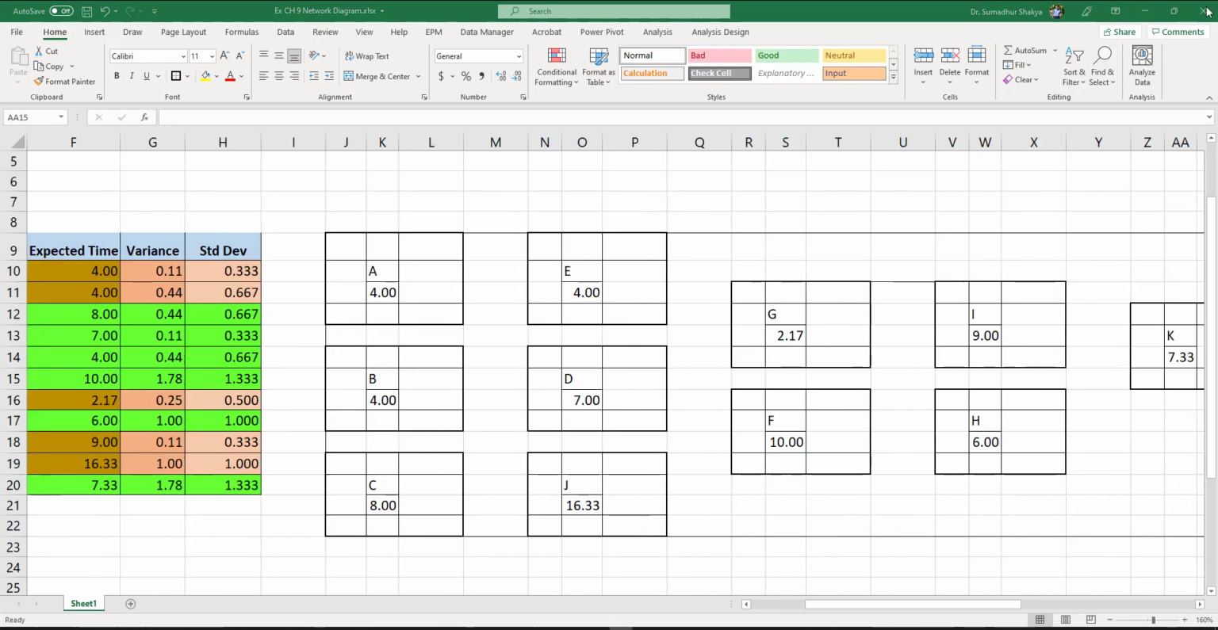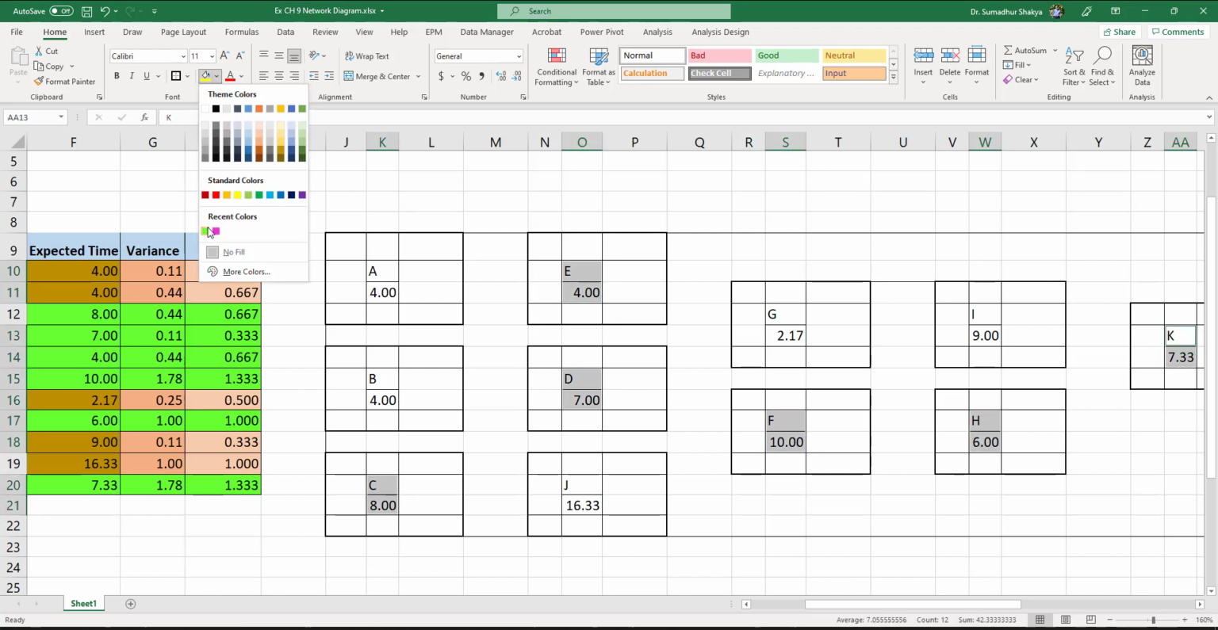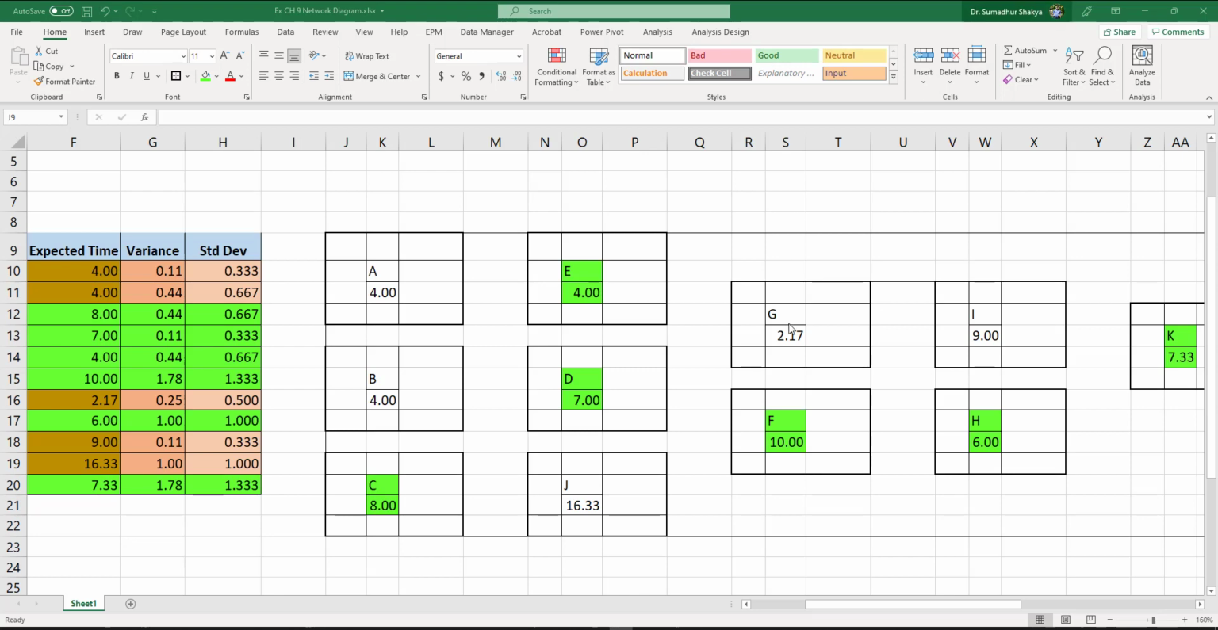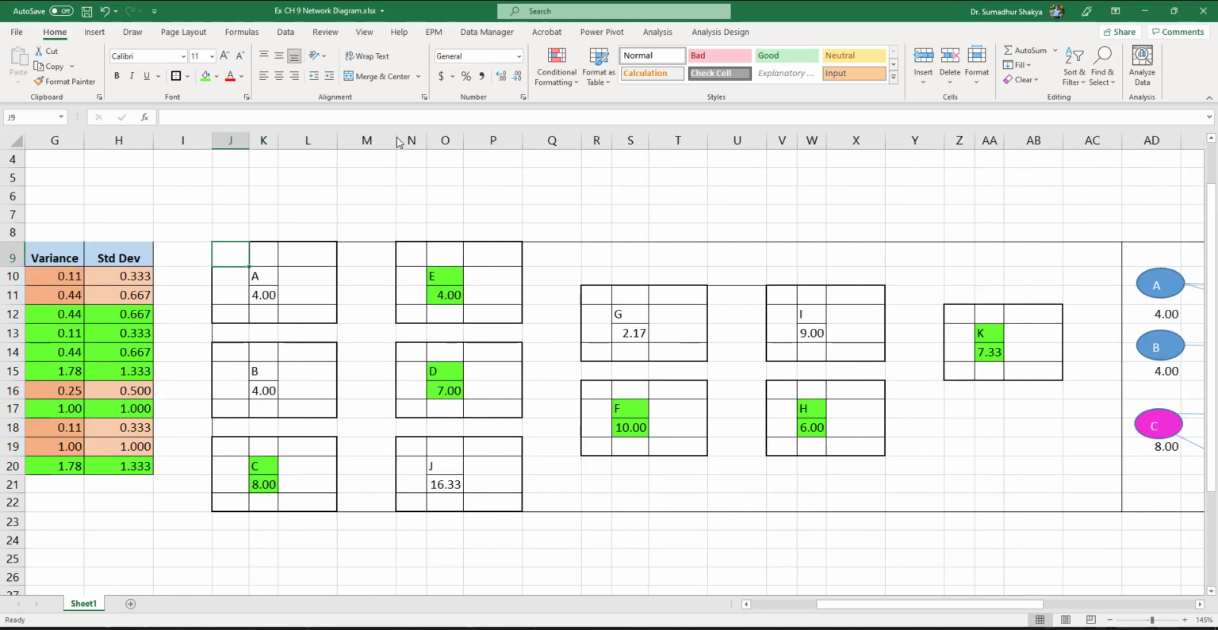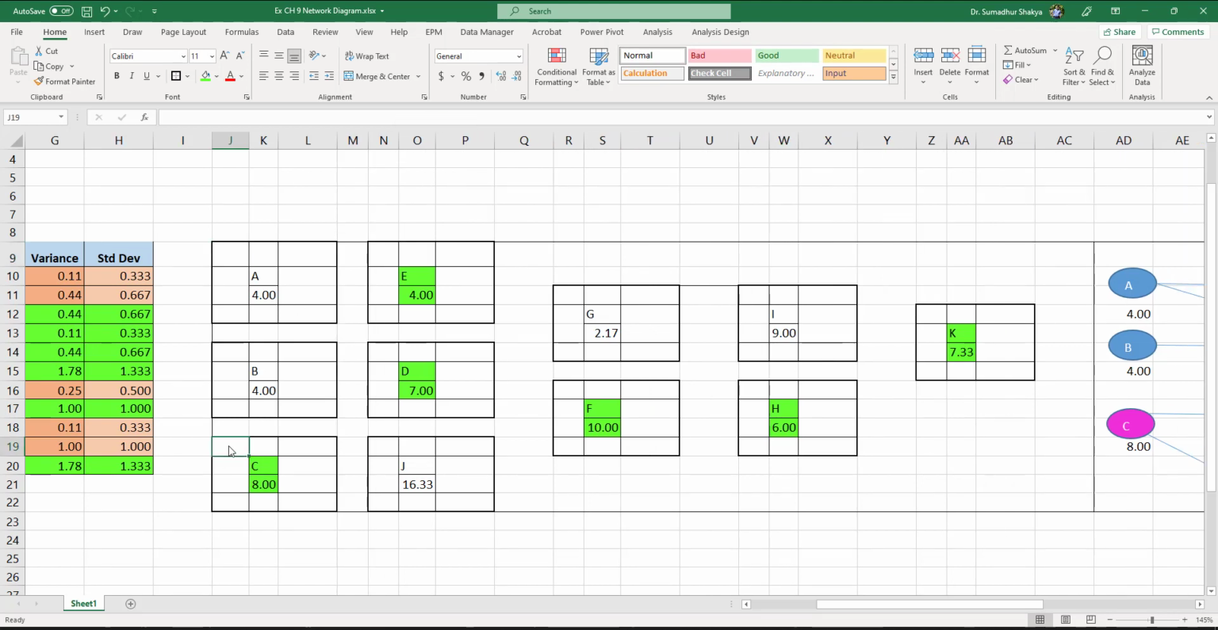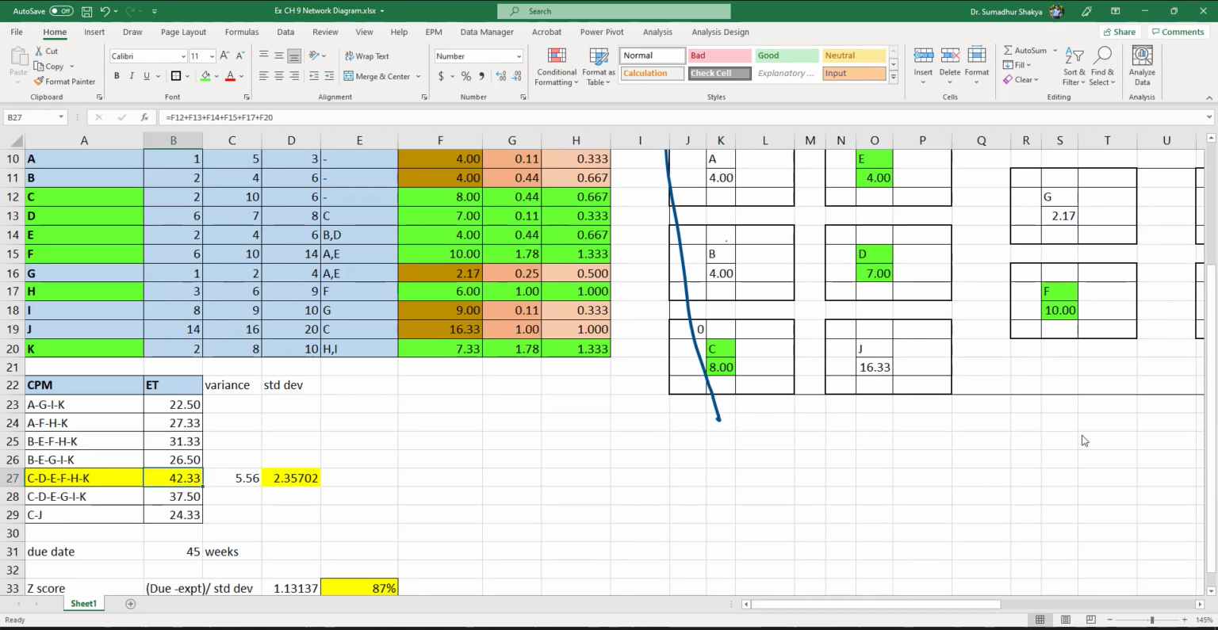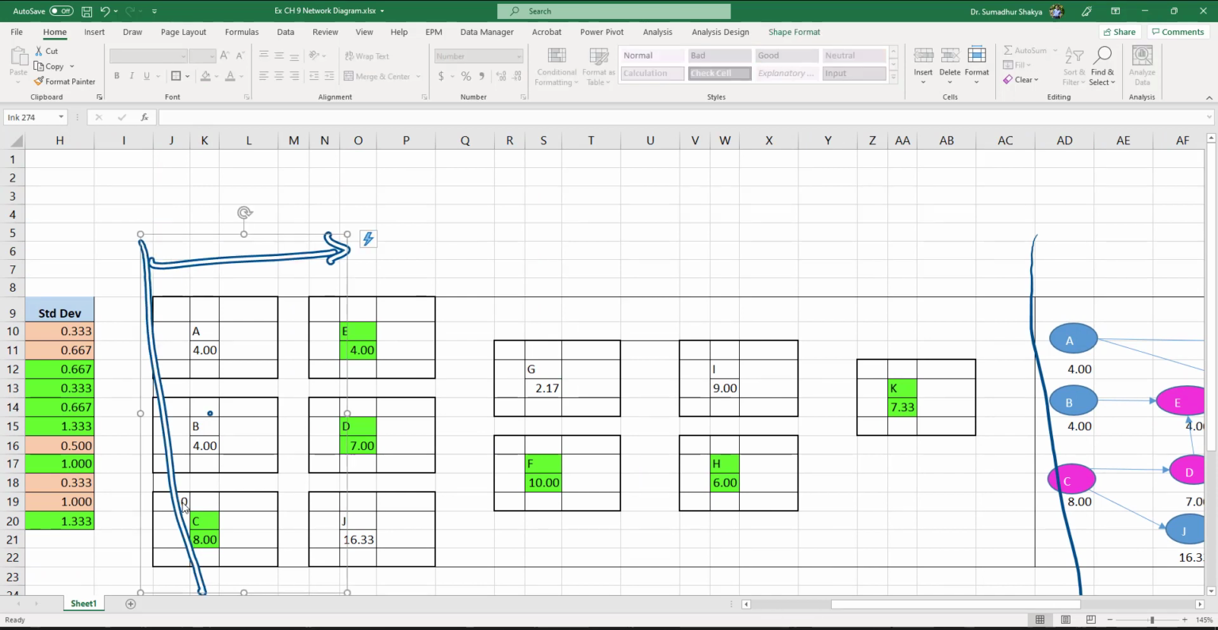And do this for all the other activities. Keeping things safer for myself, I'm going to color code C, D, E, F, H, and K, and highlight them as the activities on the critical path. Now let's see, what is the earliest I can start activity C? The earliest I can start activity C is time 0. So I'm going to say 0. This is what is called the forward pass. So we are going from start to finish of the project. This is the time 0, and this is the time of 42 point something that we calculated here, 42.3. So the earliest start time for activity C is 0.